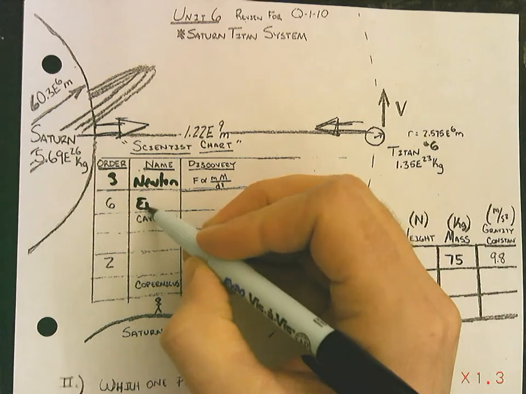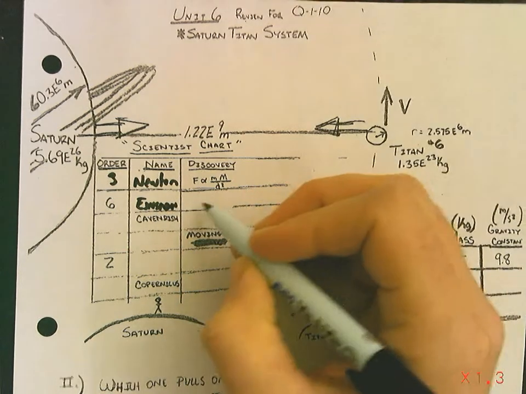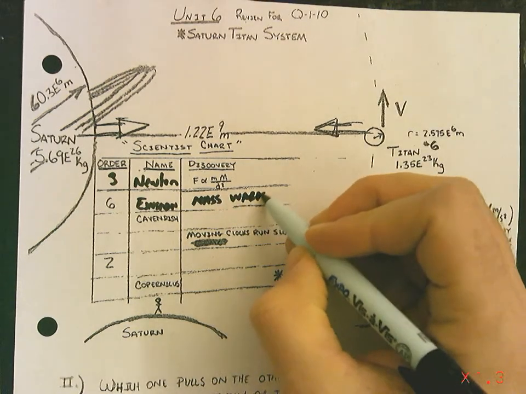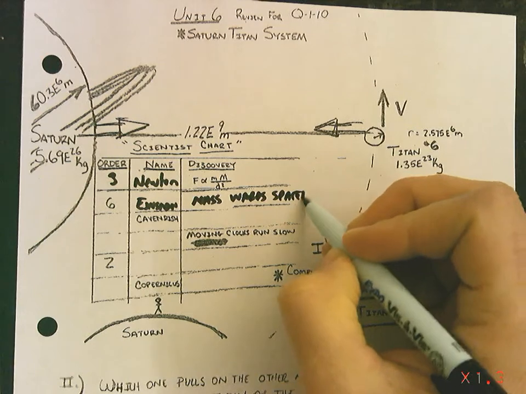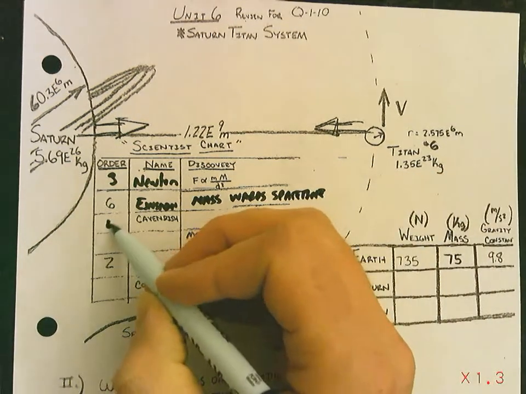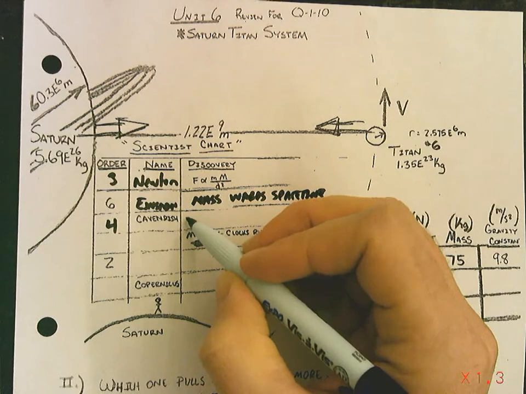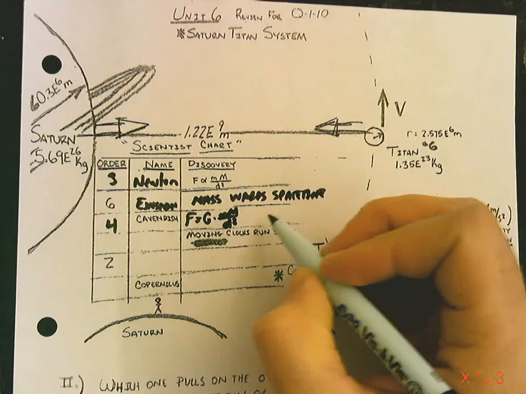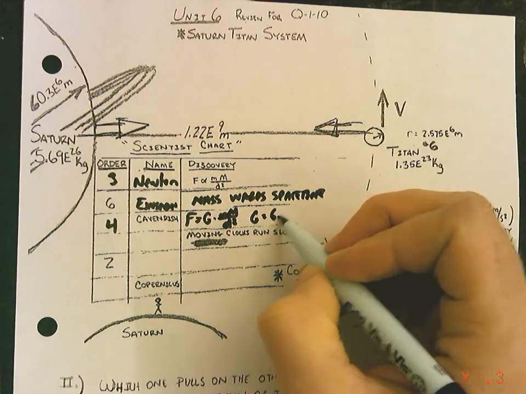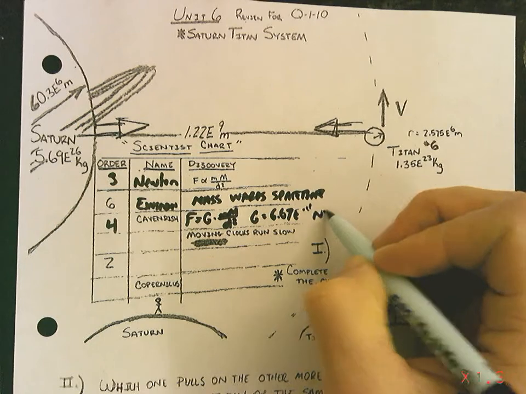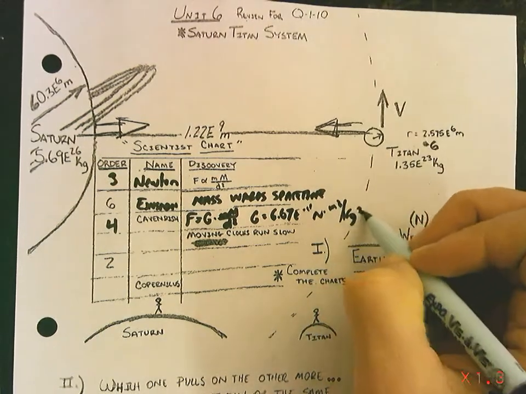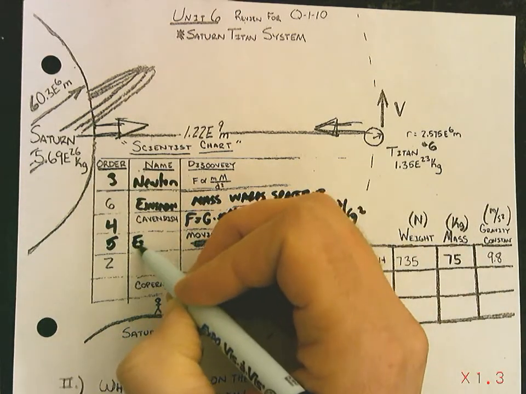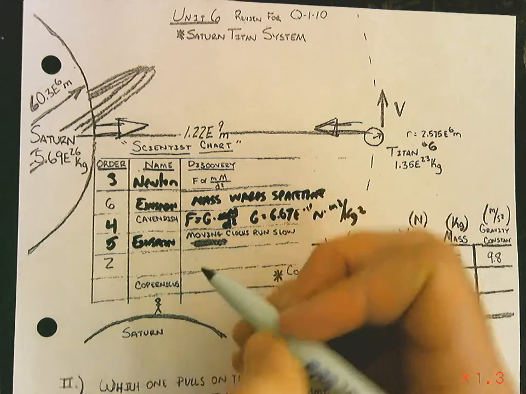6, that was Einstein, and he said that mass warps space-time. 4 is Cavendish. Cavendish turned what Newton said into an equation. He did that with his big G constant, which is 6.670 e negative 11 Newton times meter squared over kilogram squared. Number 5 was Einstein again. He said moving clocks run slow.